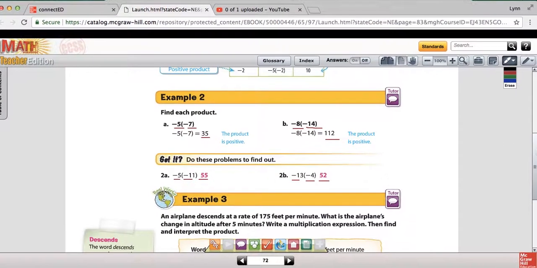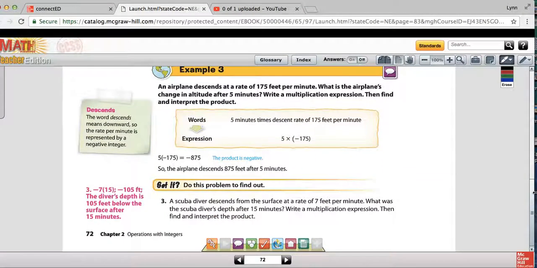For example 3, we're taking a story problem and then we are writing an expression. So in this case, a scuba diver descends from the surface at a rate of 7 feet per minute. And descending would be a negative number. So in this case, a negative 7. And then what's the scuba diver's depth after 15 minutes? 15 times negative 7 is negative 105 feet. That's the expression. And then the answer is negative 105, and that just means that the diver is 105 feet below the surface after 15 minutes.